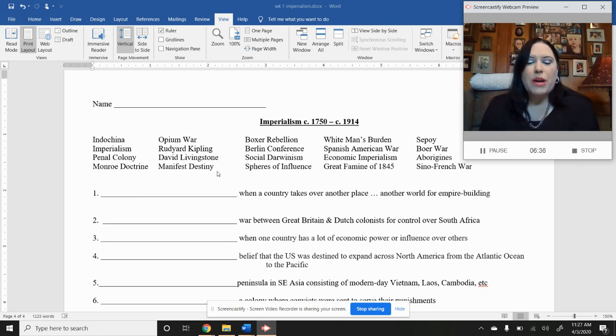Third column. Man, we're almost halfway done. Awesome. Boxer Rebellion. The Boxer Rebellion is a rebellion that occurs in China. Basically, the point of this rebellion is to kick Europeans out. This is like after the Opium Wars. I'll talk about it in the videos later this week. But the Boxers want to kick the Europeans out. They're like, get out. It is unsuccessful.